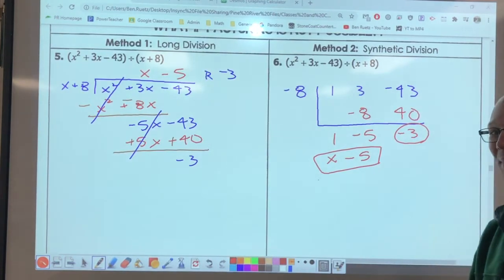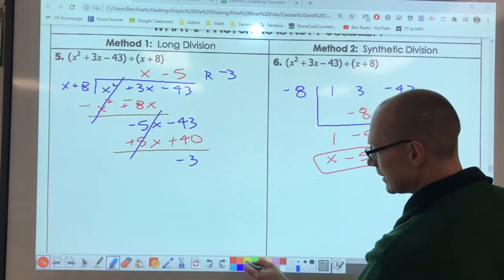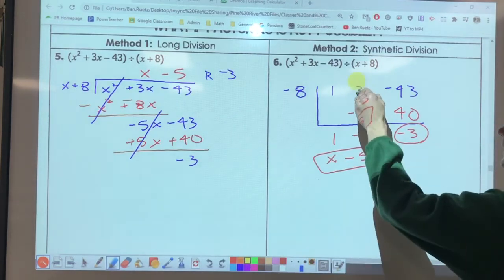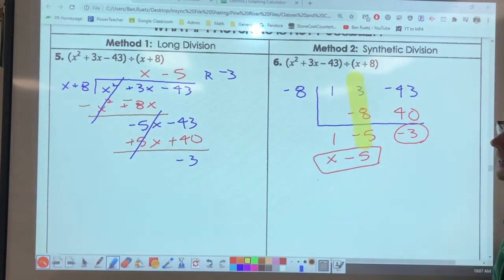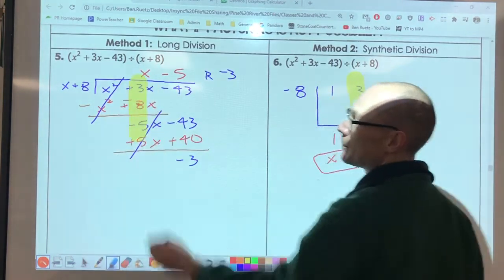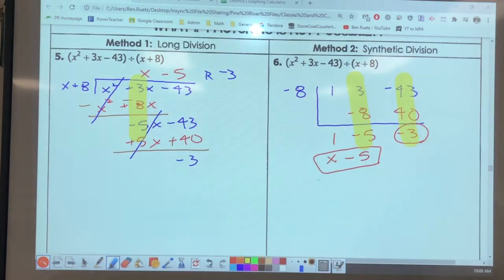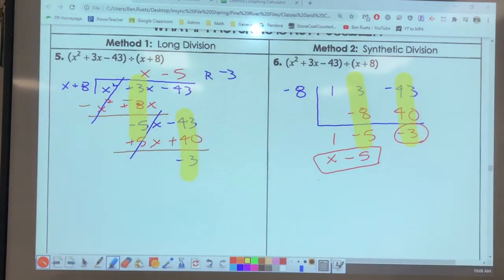And I want you to notice about how this works. Do you see this, 3 and -8 giving -5? Do you see how that showed up over there as well? And do you see the -43, 40 giving -3 also shows up right there?